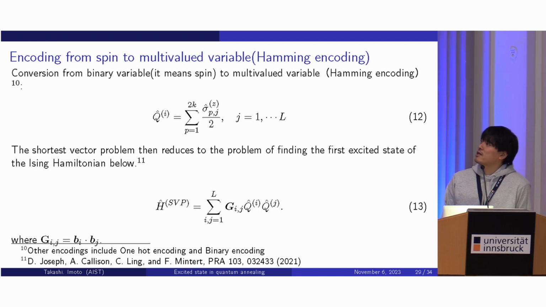This is the shortest vector problem Hamiltonian. In this Hamiltonian, it includes Qi and Qj, and we can convert this operator to a spin operator by this conversion.